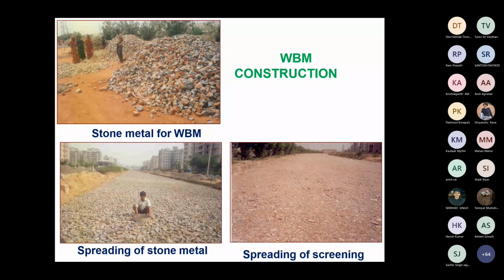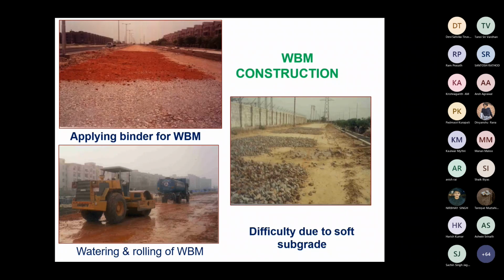So you can see stone metal for WBM stacked here, then spreading of the stone metal, then screening of this stone metal, and it has to be rolled. After that, apply the binder material over the WBM. Then you have to do the watering and rolling of the WBM.